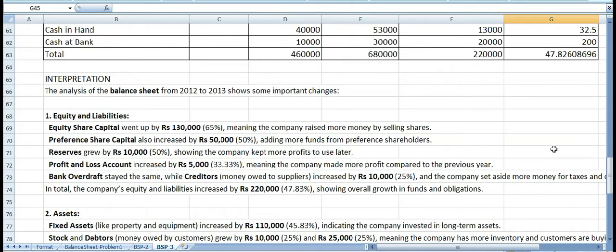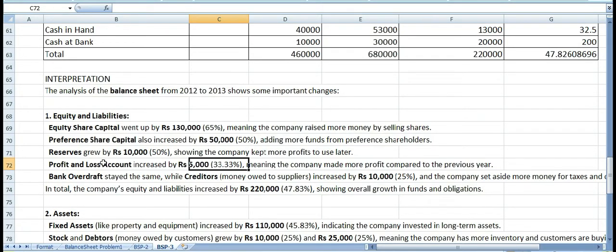So first we take into account equity and liability. The equity share capital has increased by 65%. There is an increase of 1,30,000. This indicates that the company has raised more money by selling shares. Next is preference share capital. Preference share capital is also a mode of raising money from preference shareholders, and that has also increased by 50,000. There is a 50% increase on that.